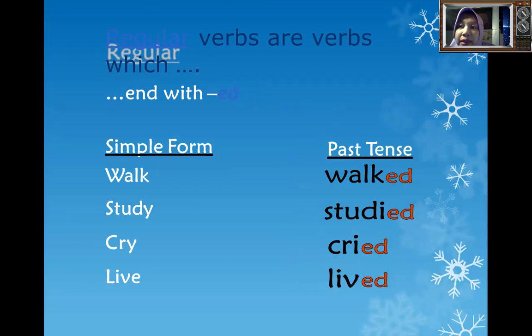What is a regular verb? So regular verbs are verbs which end with ed. Example, walk becomes walked. Study becomes studied. Cry becomes cried. Live becomes lived.